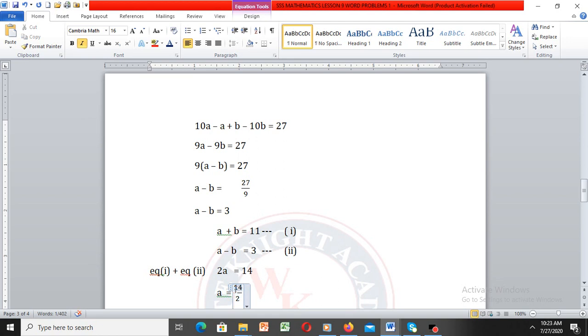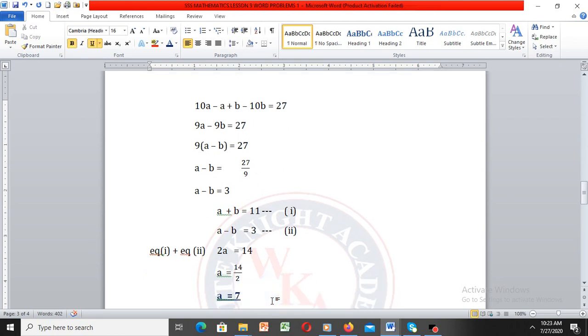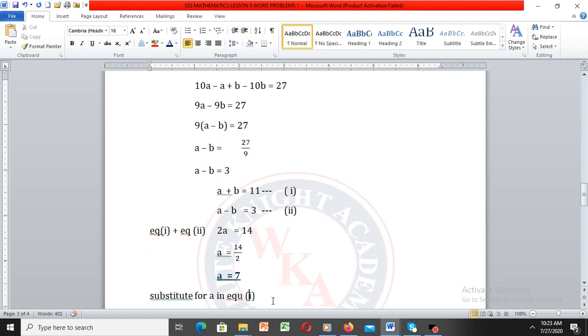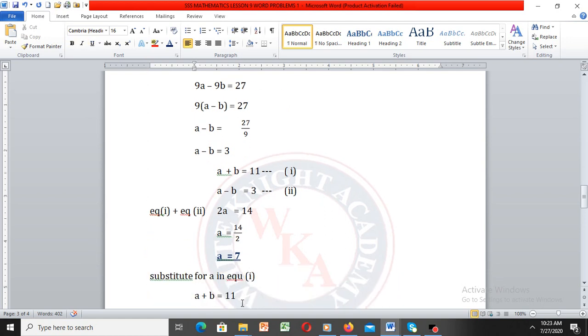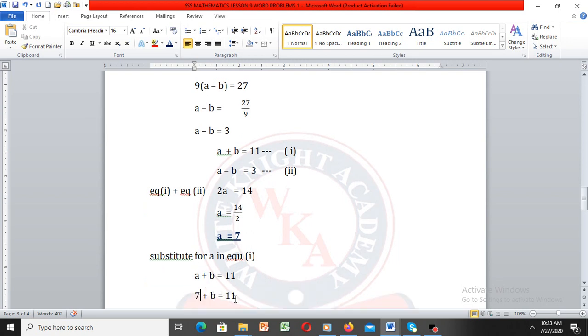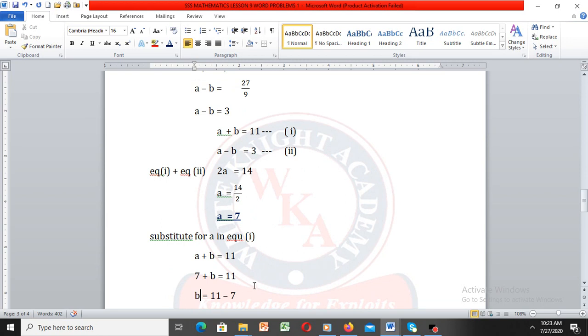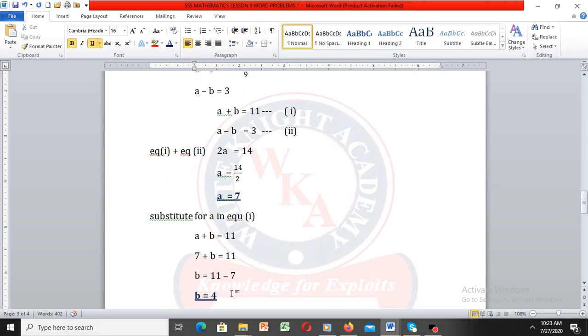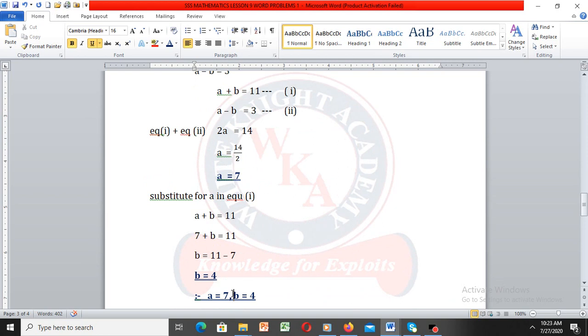A will be equal to 14 all over 2. A is equal to 7. We found the value of A. Then we go ahead to substitute for A in equation 1. So we replace A with 7. So we have 7 plus B is equal to 11. Then B will be equal to 11 minus 7. And B will be equal to 4. So that means the value of A is equal to 7 and the value of B is equal to 4 for the question.